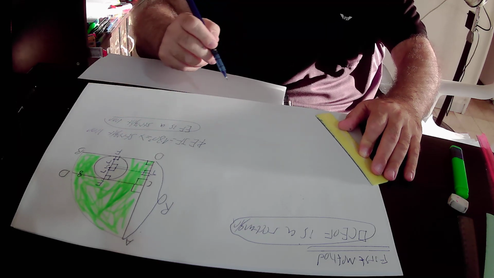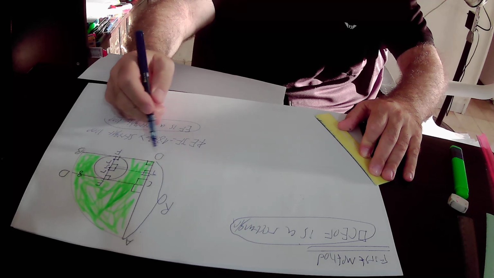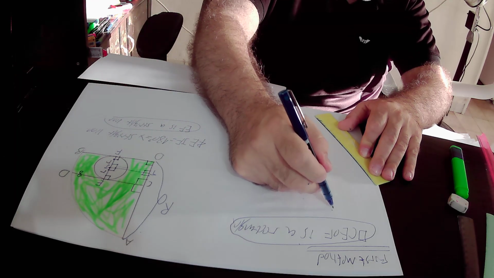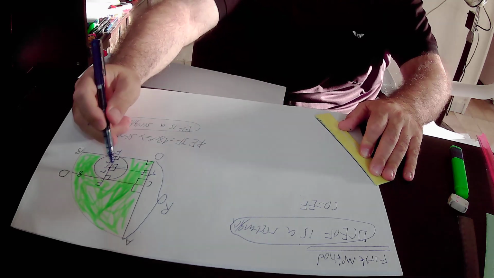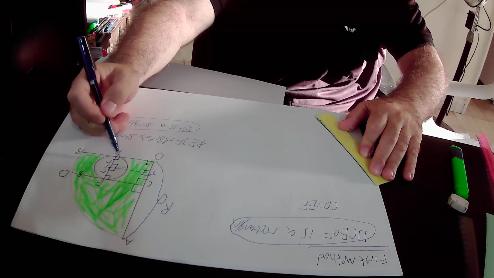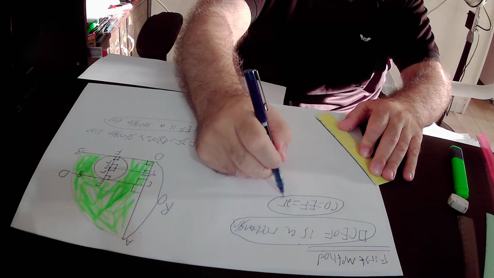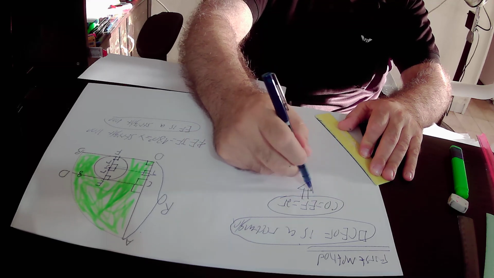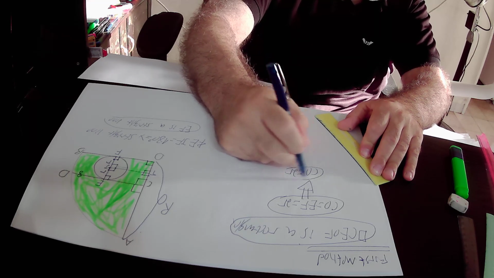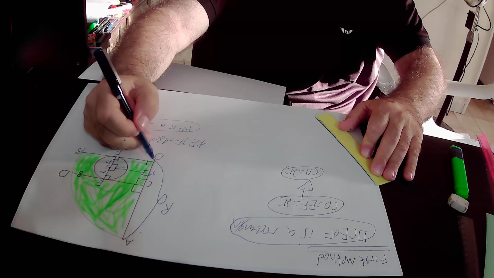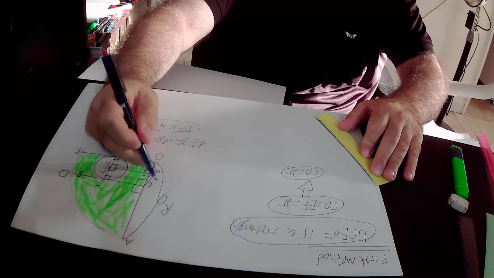And we know that the opposite sides of a rectangle are equal to each other. That is to say CO equals EF. But we have already found out that EF equals R plus R, that is 2R. And from this equation, CO equals EF equals 2R, we derive that CO is also equal to 2R. Here, CO equals 2R.